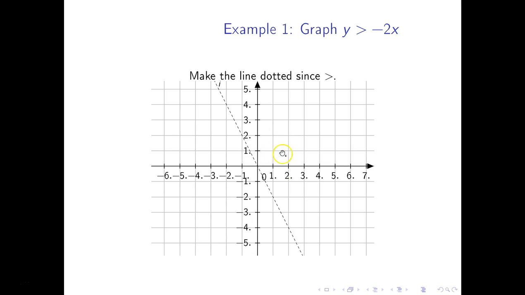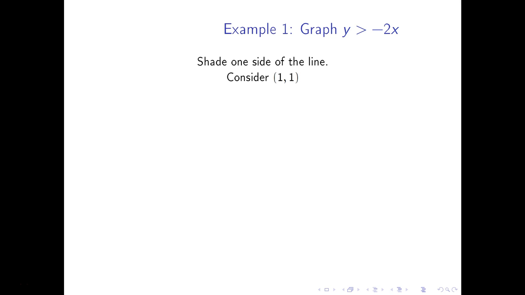I could pick a point over here, like the point 1, 1. I can pick a point down here at negative 2, 2. I can pick the point negative 3, 0. Pick whatever point that you want, and we're going to test it. So to do this, again, I said pick the point 1, 1.